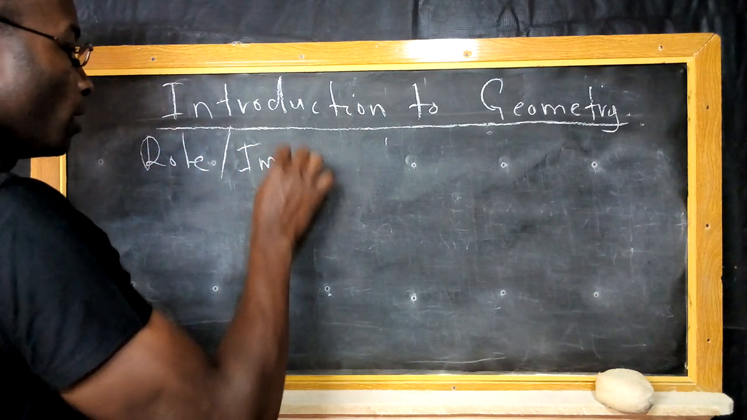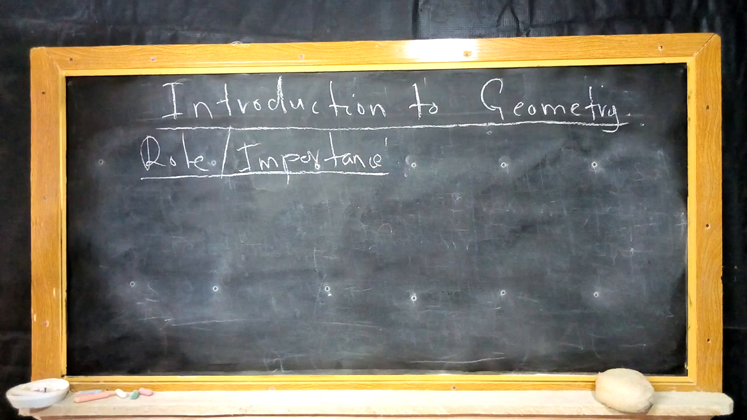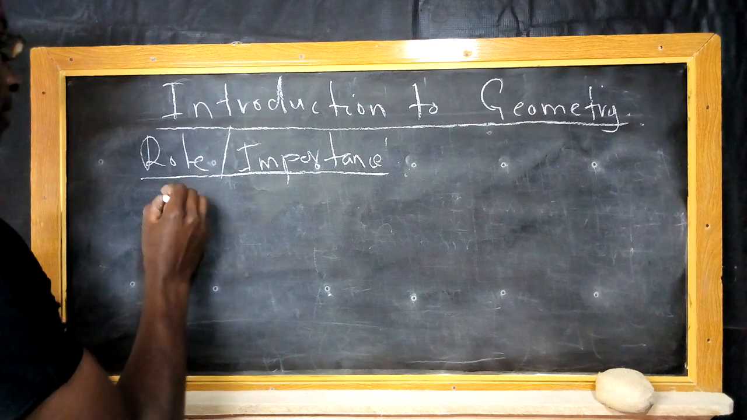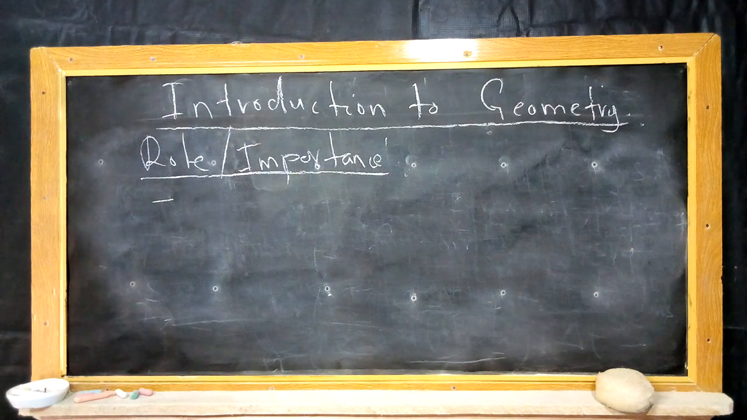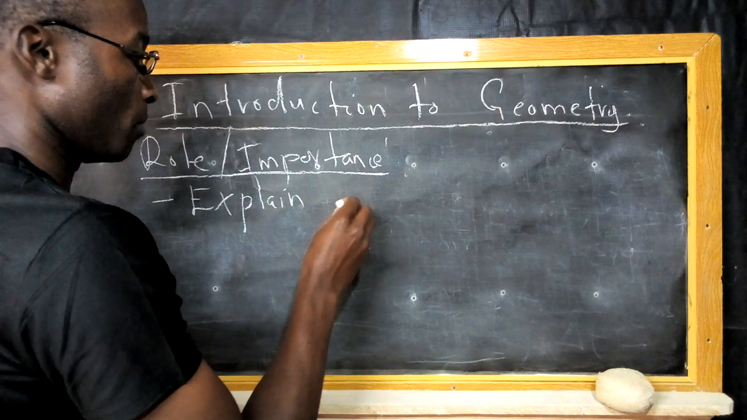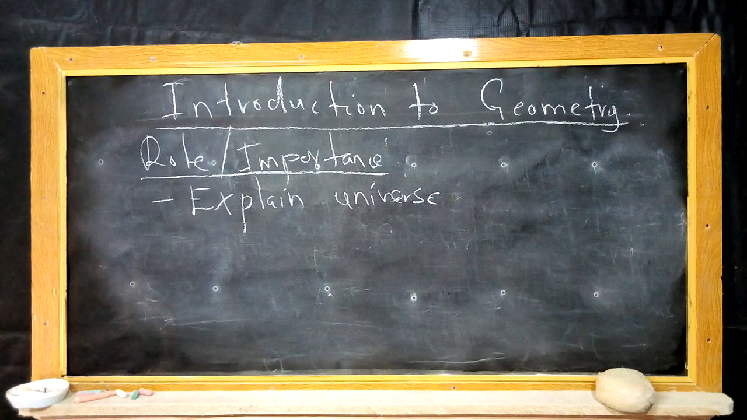Maybe you can see the importance of geometry. First, we have said that for us to understand the fundamental properties of the physical world, this branch of mathematics is very important. It helps us explain the universe. In simpler terms, geometry helps us understand and describe the fundamental properties of our physical world. It gives us an insight into what the universe is.